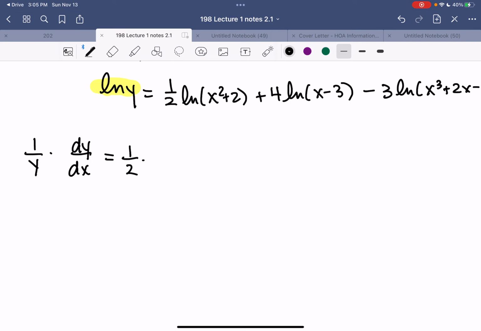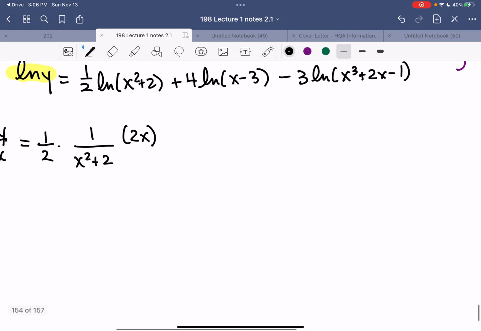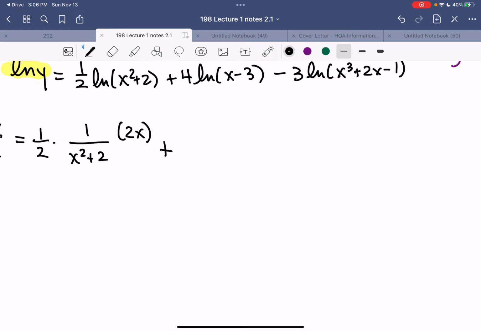The derivative of the natural log of whatever's there is 1 over whatever's there, in this case, the x squared plus 2. And then we multiply by the derivative of what's inside. In this case, that's a 2x. So we're multiplying by 2x. Plus, we look at this middle term here.